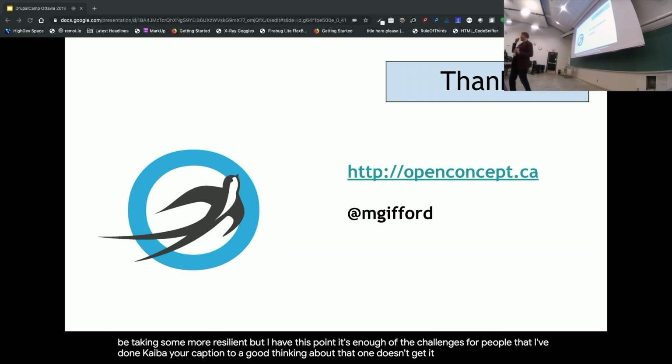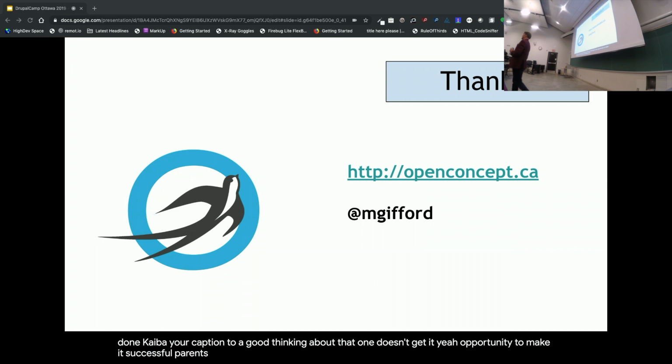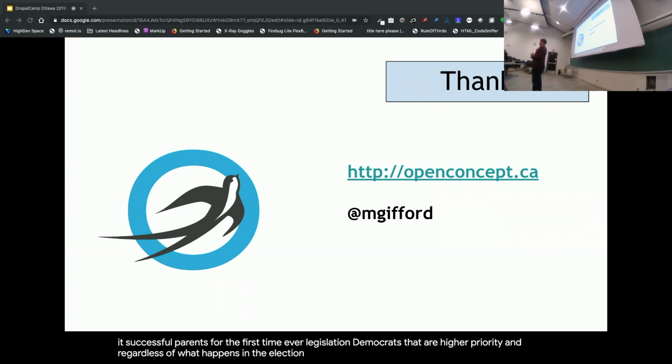2.1. Yeah, it's definitely, there's a lot of opportunity to make accessibility better, and there's for the first time ever legislation that makes that a higher priority. And regardless of what happens on the election on Monday, do go and vote if you haven't already. Vote early and often.